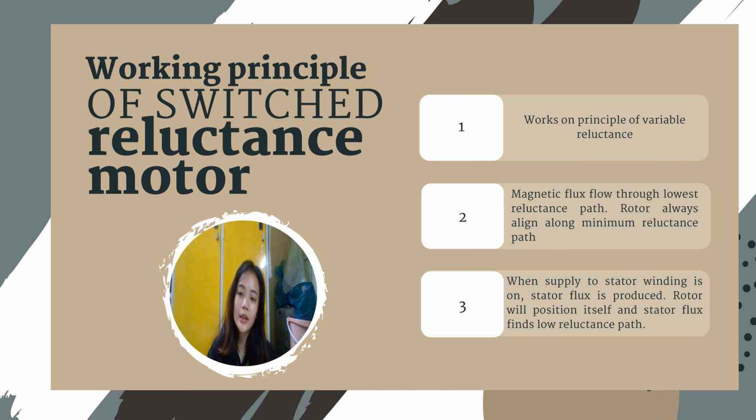Now we will get into the next part of our presentation, which is the working principle of the switch reluctance motor (SRM). The switch reluctance motor works on the principle of variable reluctance, where the magnetic flux forming the rotary magnetic field flows through the path of lowest reluctance. So the rotor will always try to align along the minimum reluctance path.